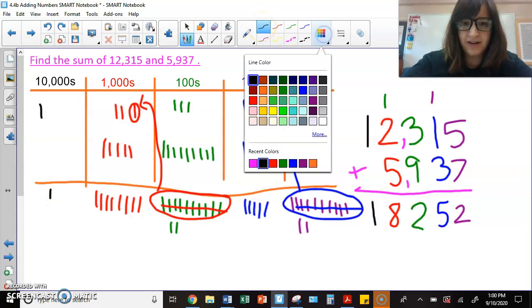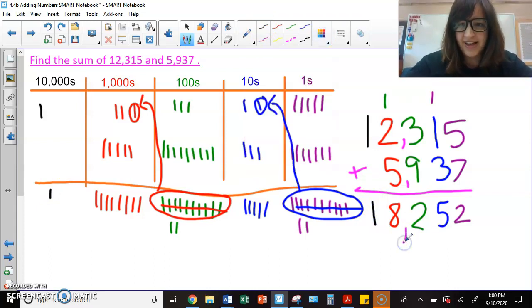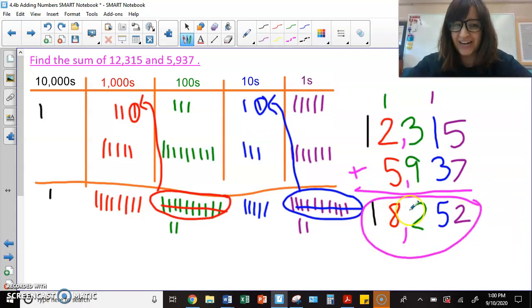And then I'm going to put my comma in the right place. And this is my final answer, which is represented right here and over here. 1 in the ten-thousands place, 8 in the thousands place, 2 in the hundreds place, 5 in the tens place, and 2 in the ones place. So that chart is just a tool to kind of show you why we do that.